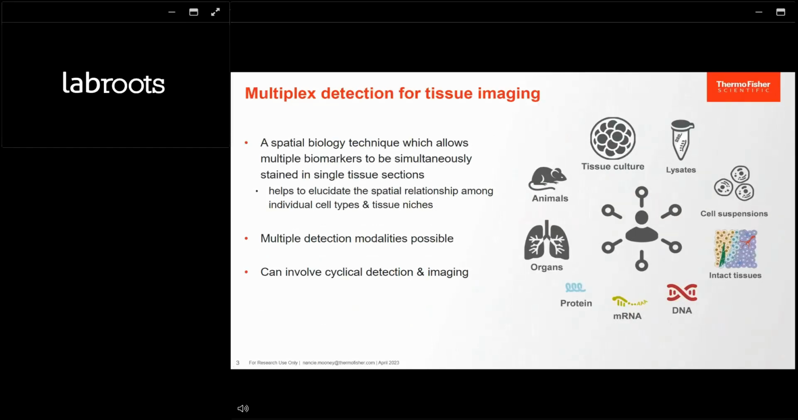So, multiplex detection for tissue imaging is a spatial biology technique which allows multiple biomarkers to be simultaneously stained in a single tissue section. So, taking intact tissues and detecting biomarkers like proteins, mRNA, and DNA with detection strategies like chemical stains, antibody detection, and in situ hybridization helps us to elucidate the spatial relationships among individual cell types in these tissue niches. Multiple detection modalities are possible, like I said, in a single tissue section, and sometimes we can do things like cyclical detection and imaging to really allow us to increase the plex of our detection strategies.